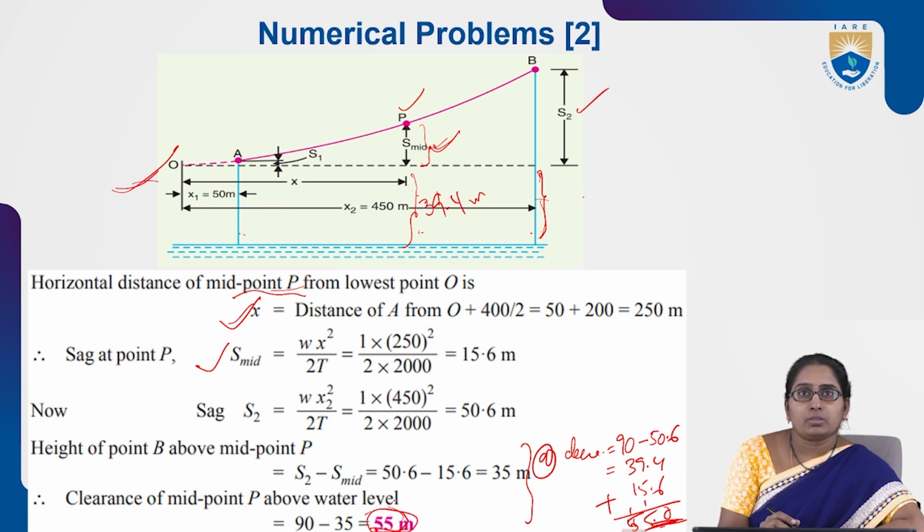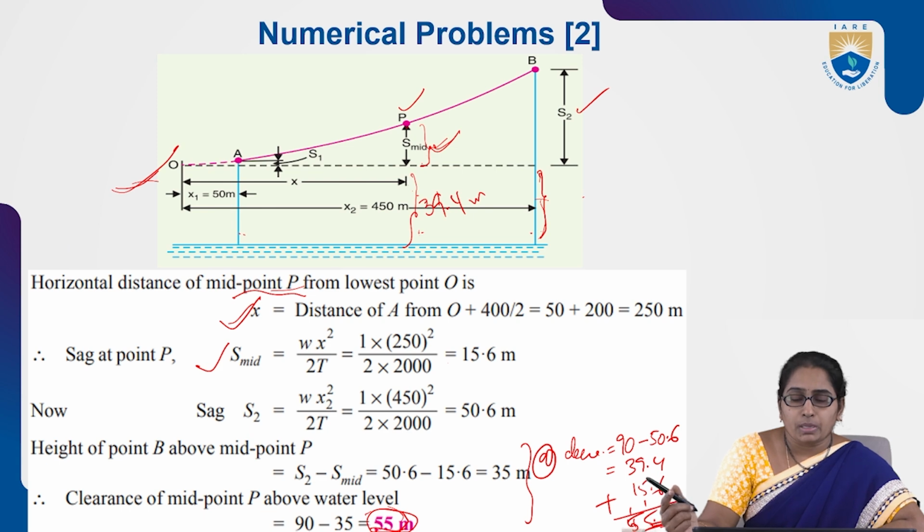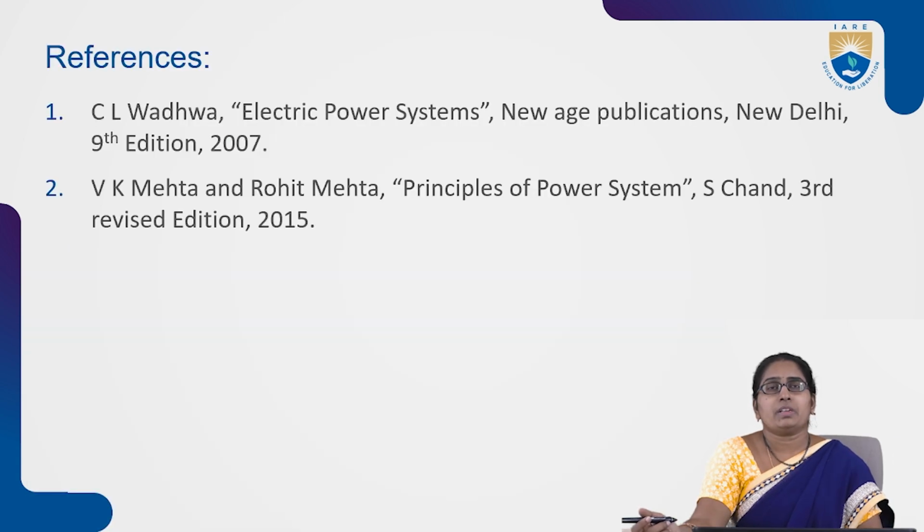So here one other way is explained, and of course you can understand that one also. Anyway, this is the problem again, towers with unequal height. These are my references.